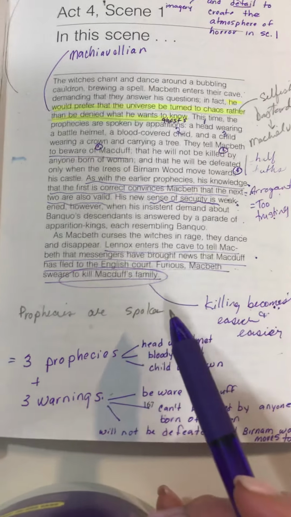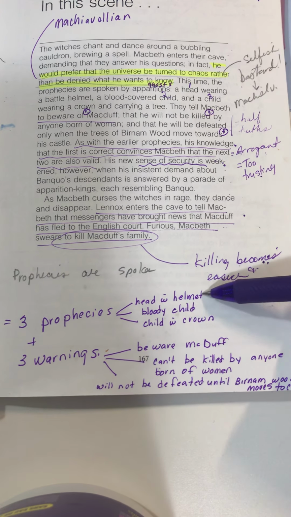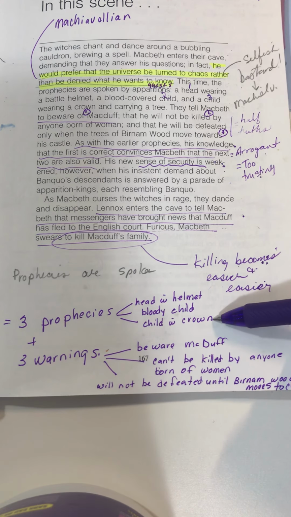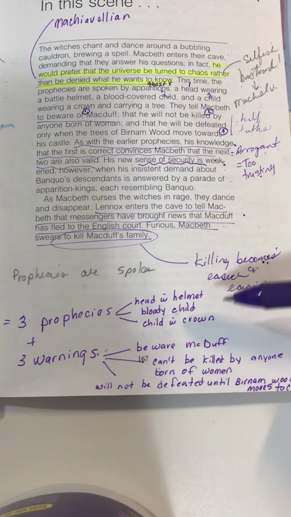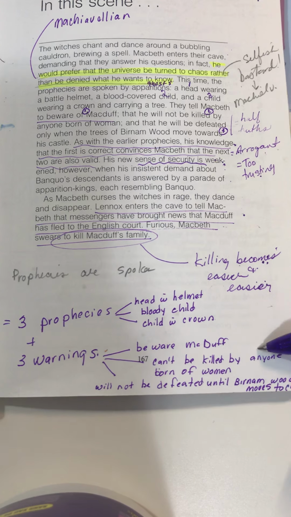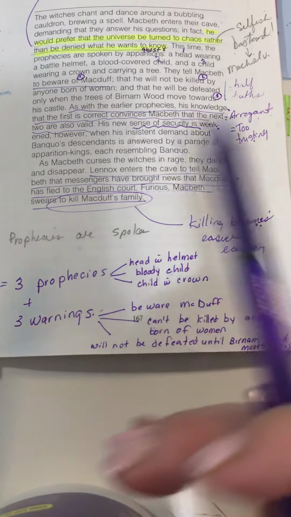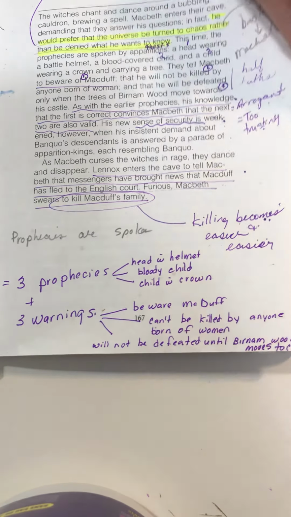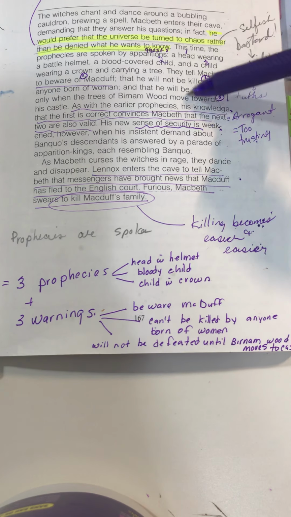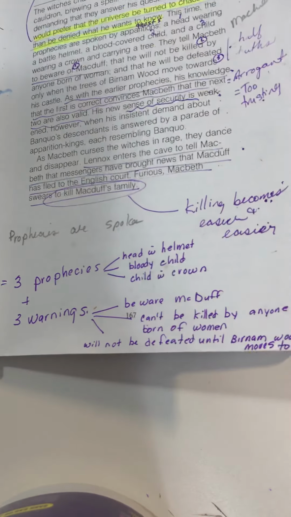So again, just to summarize, the three prophecies were a head with a helmet, possibly somebody's head getting cut off with a helmet on it, a bloody child, and a child that is wearing a crown, carrying a branch. The three warnings that go along with those three prophecies are beware Macduff, that he can't be killed by anyone born of woman, and that he will not be defeated until Birnam Wood moves to his castle at Dunsinane. Okay, so again, it's important to also point out that these here are half-truths, right? They're not 100% true, they are just half-true, and by definition, that makes them equivocations.